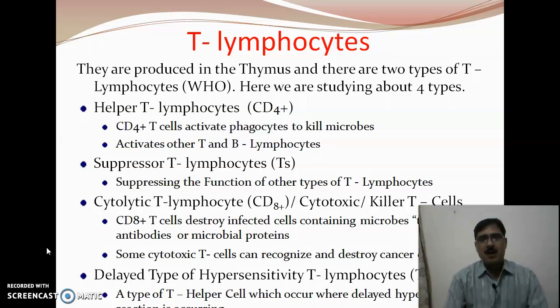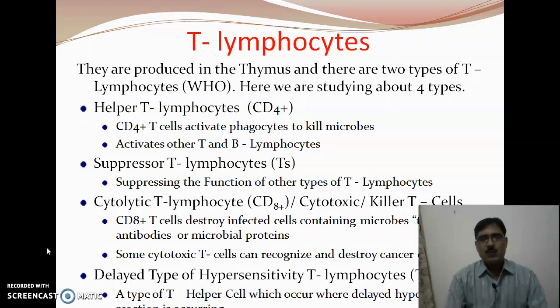The second type of T lymphocytes are the suppressor T lymphocytes, or TS cells. The suppressor T lymphocytes are responsible for suppressing the action of the other types of T lymphocytes. The third one, which is the main type of T lymphocytes, are the cytolytic T lymphocytes or CD8 plus cells, also known as cytotoxic or killer T cells.